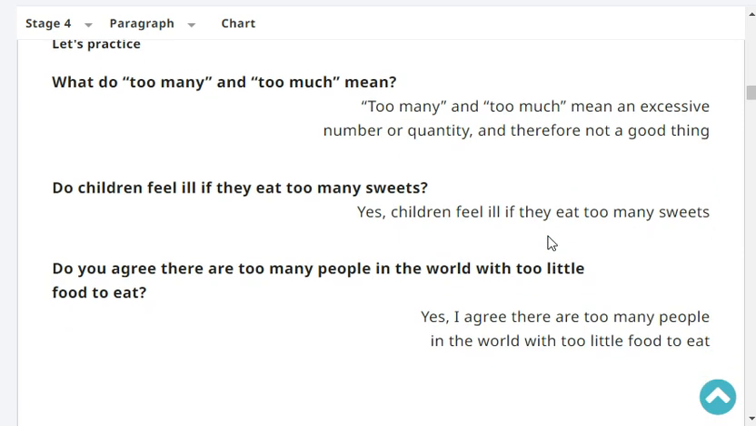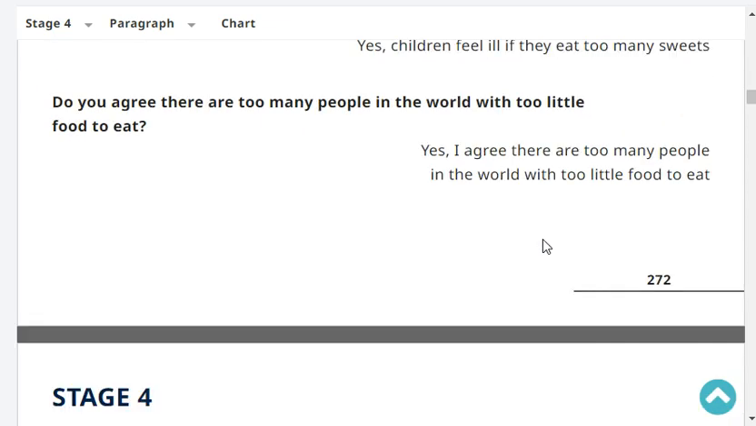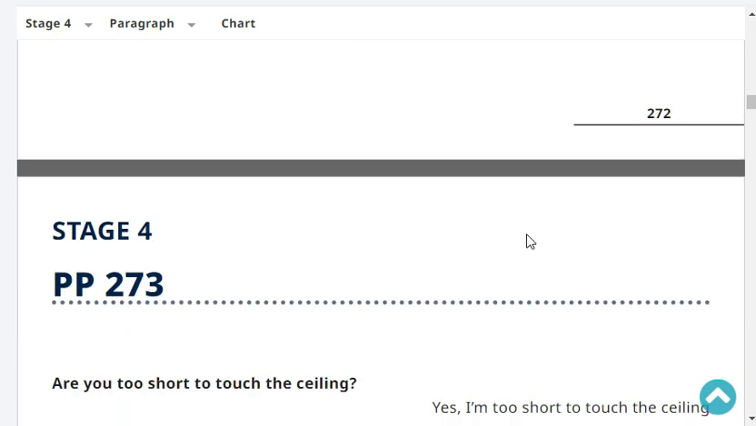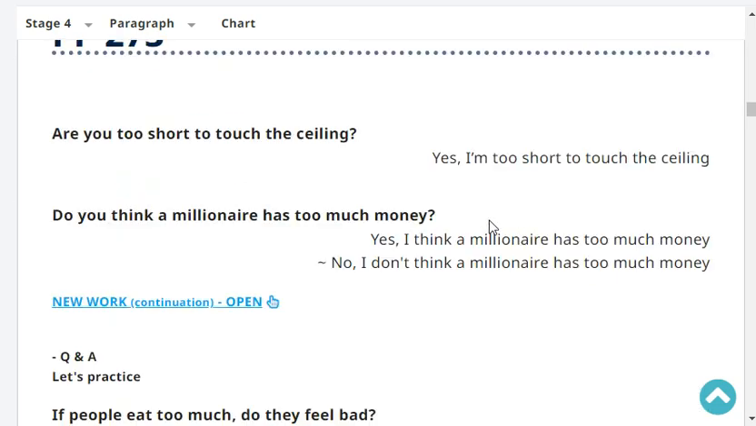Do you agree there are too many people in the world with too little food to eat? Yes, I agree. There are too many people in the world with too little food to eat. Very good.